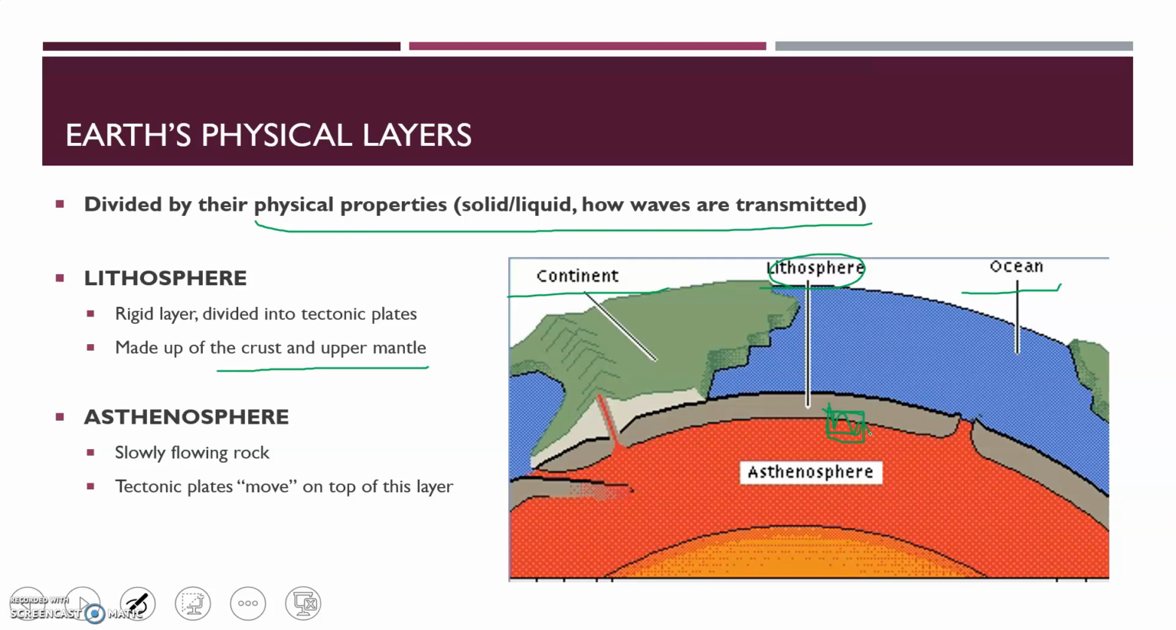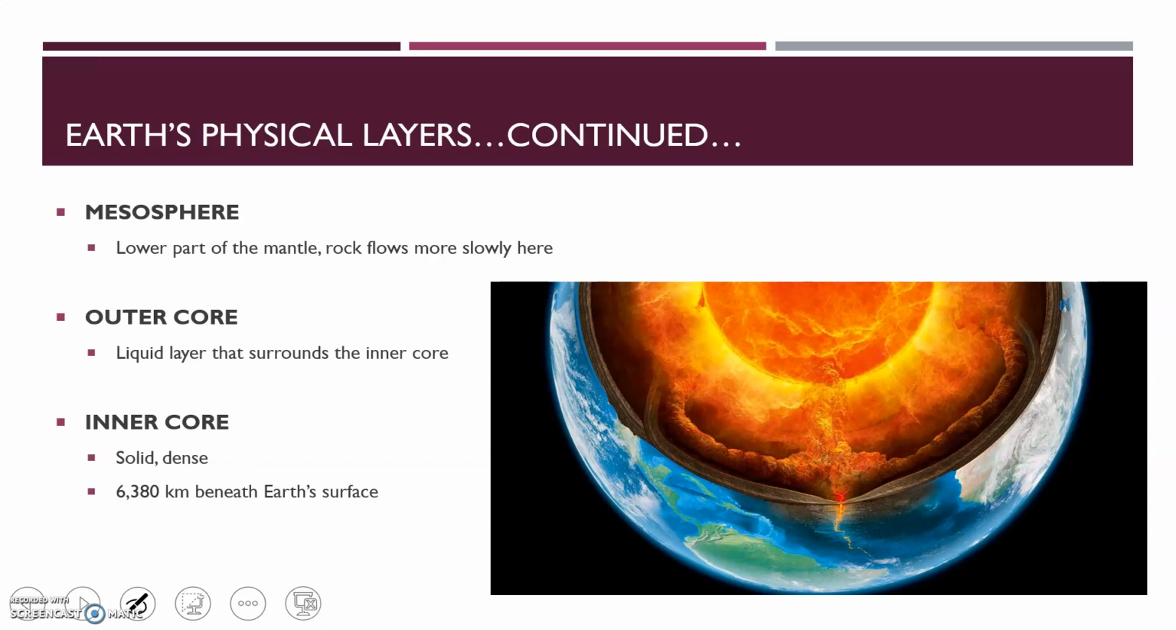And the asthenosphere is the slowly flowing rock where the tectonic plates are going to move on top of this layer. So this one kind of oozes, and if you notice, this is where subduction is going to occur, which will be something that we talk about later. But this flowing layer is going to have the oozing. The other physical layers are the mesosphere, the outer core, and the inner core. Now the mesosphere is the lower part of the mantle, and the rock is going to flow slowly here. Meso means middle, so it's easy to remember that this one is always in the middle.